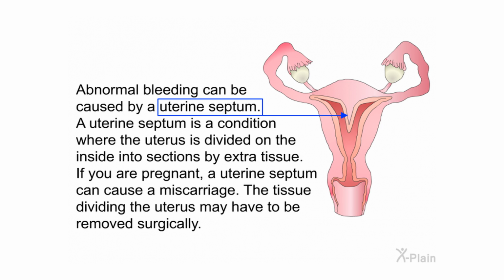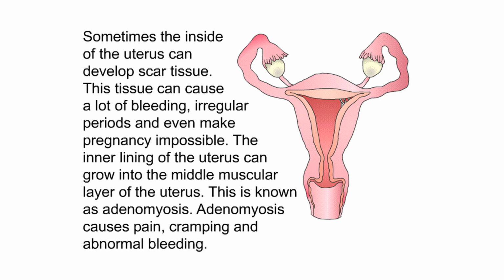A uterine septum is a condition where the uterus is divided on the inside into sections by extra tissue. If you are pregnant, a uterine septum can cause a miscarriage. The tissue dividing the uterus may have to be removed surgically. Sometimes the inside of the uterus can develop scar tissue. This tissue can cause a lot of bleeding, irregular periods, and even make pregnancy impossible.